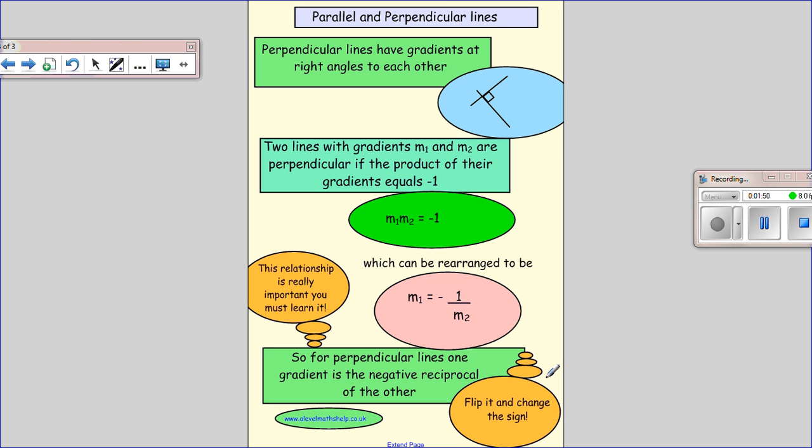So if we had a gradient of a half, the perpendicular line would have a gradient of minus 2. So when you flip a half, you get 2. Okay, I hope that helps. You do need to remember and learn this.